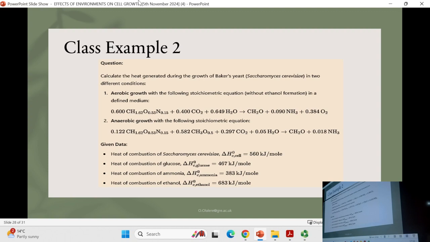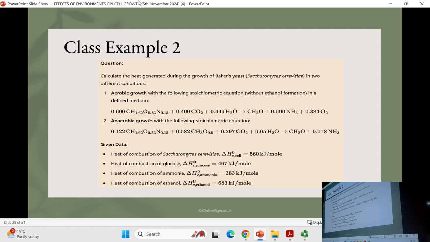Don't worry, it's your turn. Calculate the heat generated during growth of baker's yeast in two different conditions. This is your question, right? We have the aerobic condition and the anaerobic condition. The first one is aerobic. For anaerobic, we have two different stoichiometric equations for the aerobic and anaerobic.